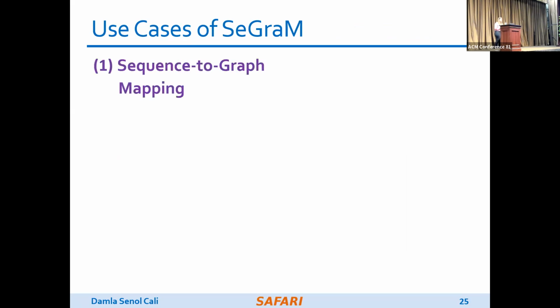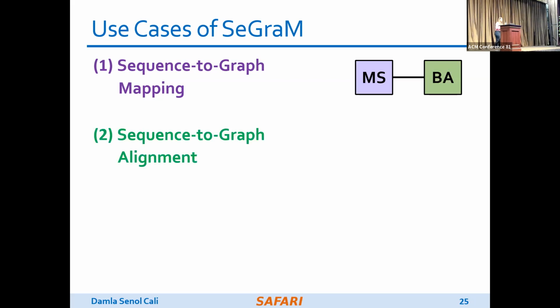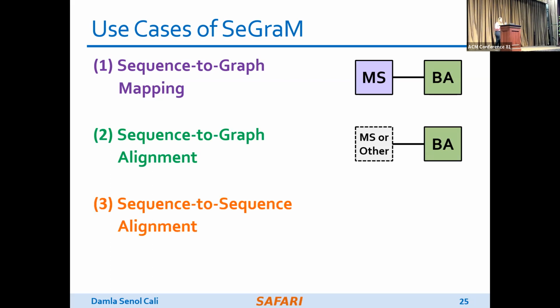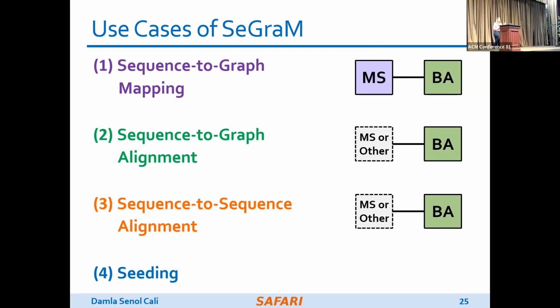So we describe 4 use cases of SIGGRAM. The first one is end-to-end mapping with SIGGRAM, where we need to run MinSeed and BitAlign together. Second, we can have sequence to graph alignment as our use case, where BitAlign will be standalone, but it can be coupled with any seeding tool or accelerator. Similarly, we can use it for sequence to sequence alignment. And our fourth use case is seeding for both linear or graph-based mapping, where we will be running standalone MinSeed, but it can be coupled with any alignment tool or accelerator.